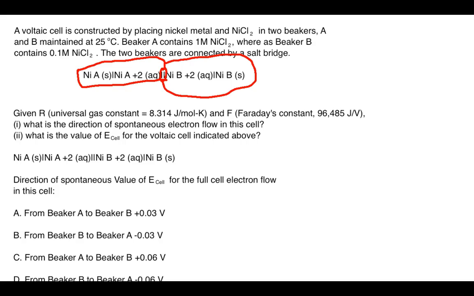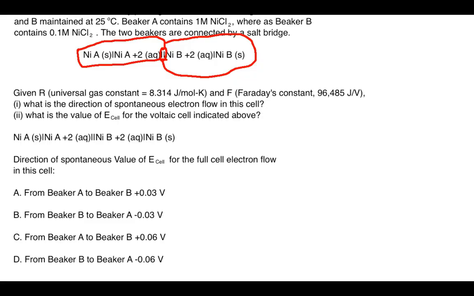Now note, the electrodes are both nickel. So if we have 2 nickel electrodes, this is actually a special type of voltaic cell. This is going to be a concentration cell because we have the same 2 electrodes and we have different concentrations of the electrolyte solutions that they are found with. So given the R, universal gas constant, joules per mole inverse Kelvin, and Faraday's constant, it is asking what is the direction of the spontaneous electron flow in this cell? That's number 1. And number 2, what is the value of E cell for the voltaic cell indicated above?